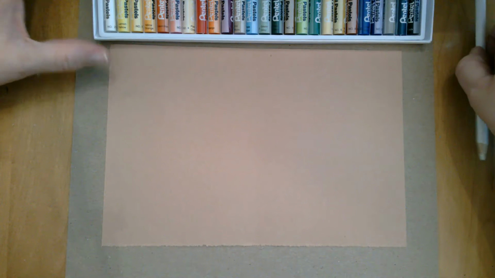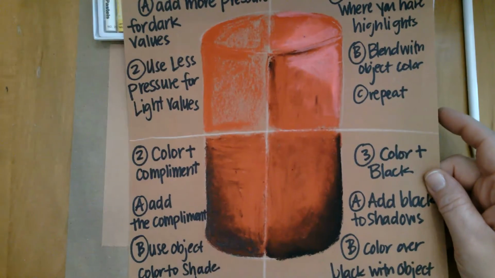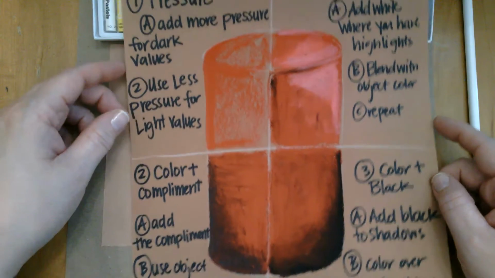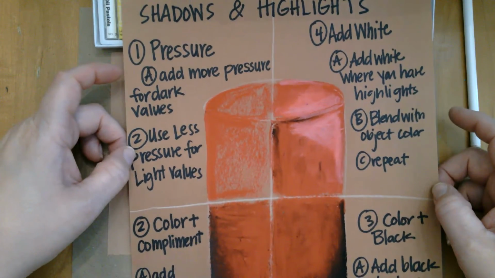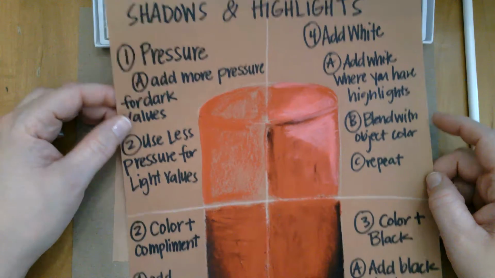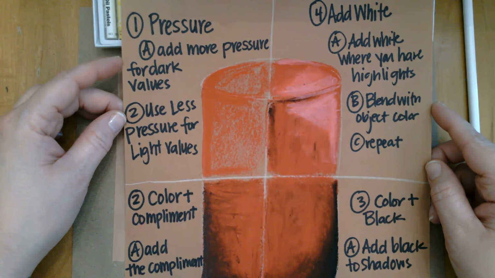So we will talk about how to use them right now, okay? The first thing that I want to talk about with oil pastels is how to blend them, how to get shadows and highlights with them. Okay, and then we'll talk about how to use them while we do this. So this is posted in Google Classroom, all right? So I'm going to go through this with you right now, okay?